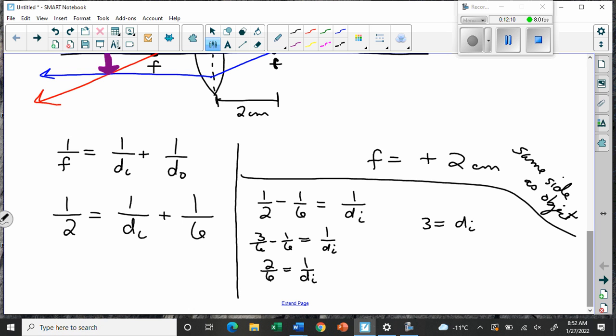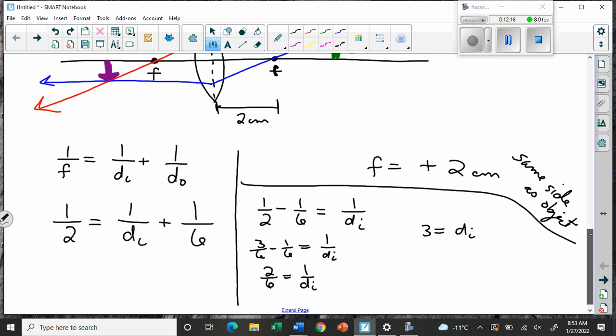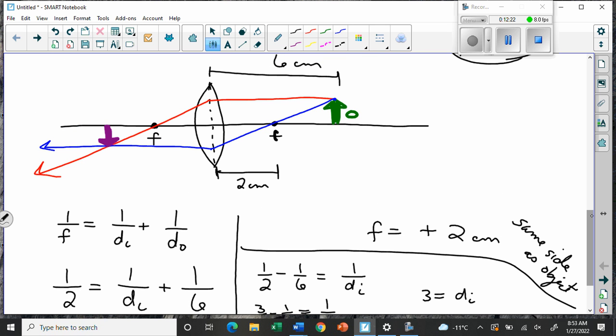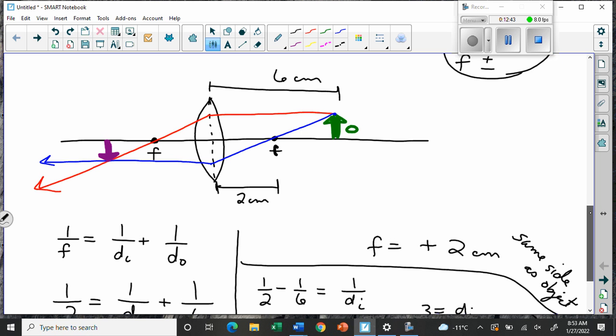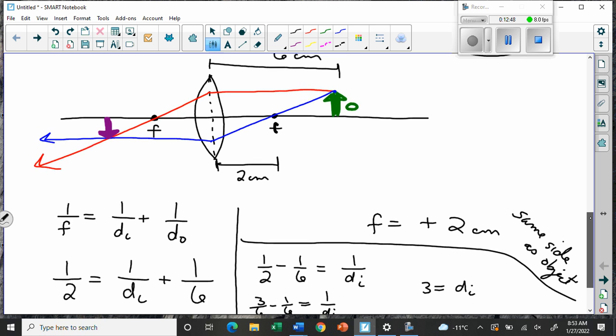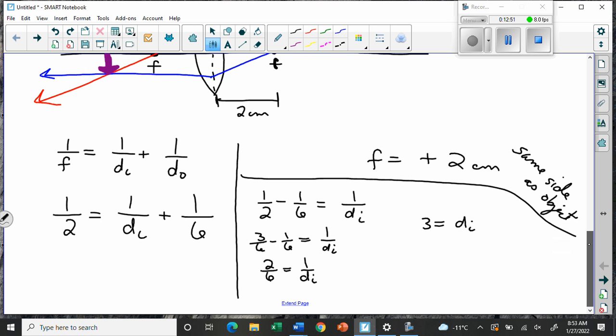Okay, 3 centimeters. Now, here's the tricky part. We've got a +3, not a -3. Now, I look at the picture. Well, what did a plus DI mean? It meant that it was a real image, right? Now here we have a real image, but it's on the other side. So you see the problem. We can't use a minus for both because it kind of cancels out. So the DI comes out to a positive number. Okay. And that means it's a real image.